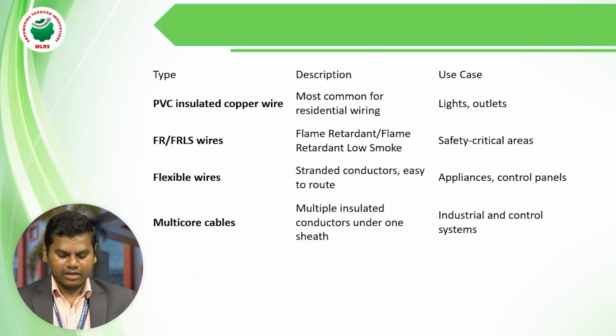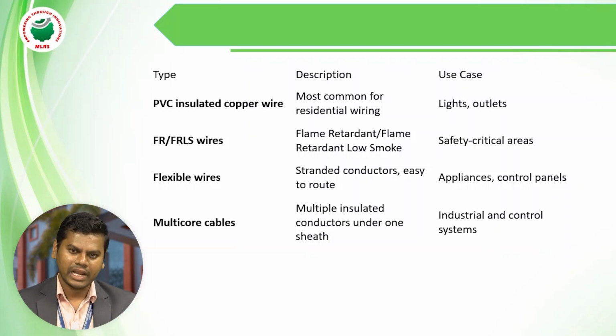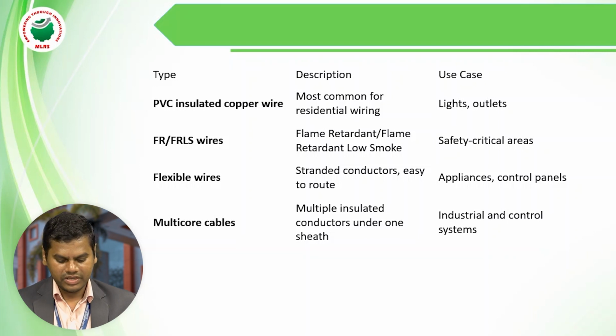So here there are many types, with descriptions and uses. PVC insulated copper wire: for the description, it is most common for residential wiring, so it can be used in lights and outlet systems. Next, FR or FRLS wires. FR is nothing but flame retardant, or flame retardant low smoke, so it can be used in safety critical areas.